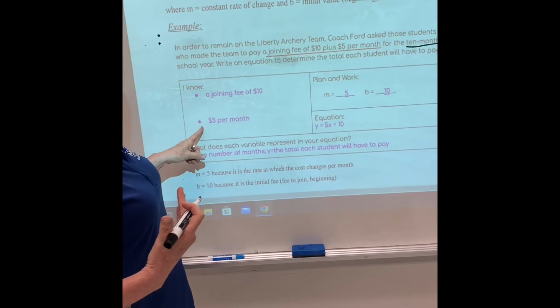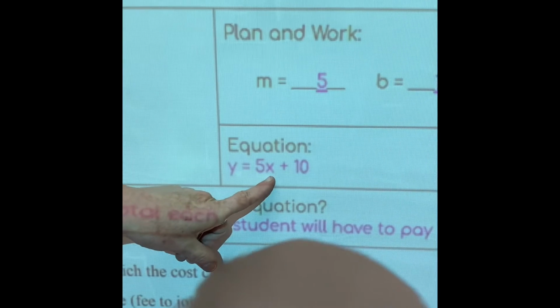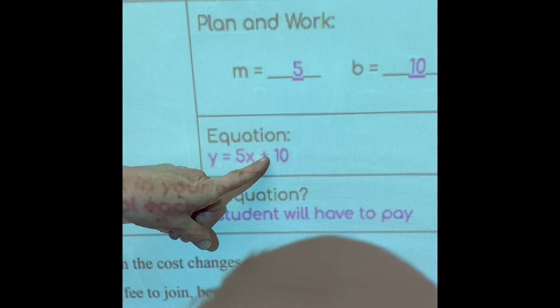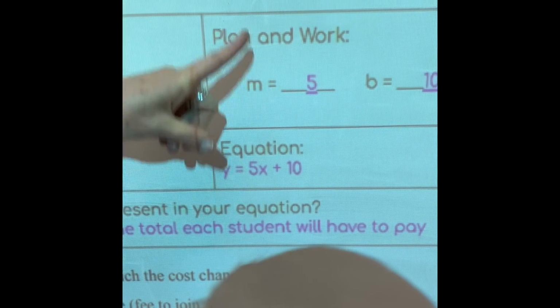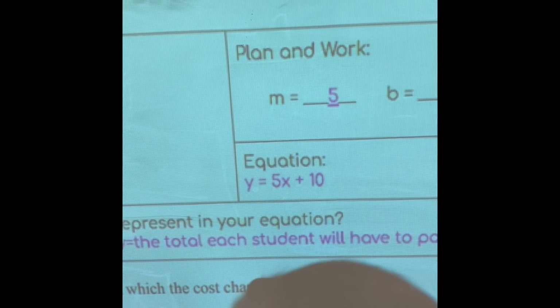So I go and I put this together. The total is going to be 5. X is going to represent the 10 months. And then I have a $10 fee. So I have Y is equal to 5X plus 10.